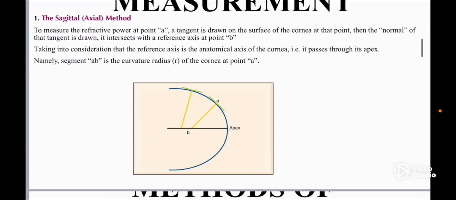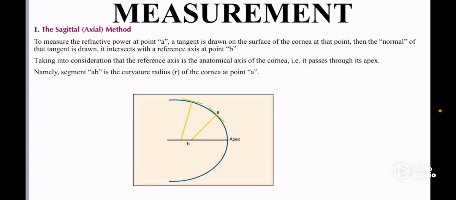Now, what are the methods of measurement? There are basically two methods of measurement. Number one is the sagittal method and number two is the tangential method. What is the sagittal method? To measure the refractive power at point A, a tangent is drawn on the surface of the cornea at that point, then the normal to the tangent is drawn. It intersects with the reference axis at B.